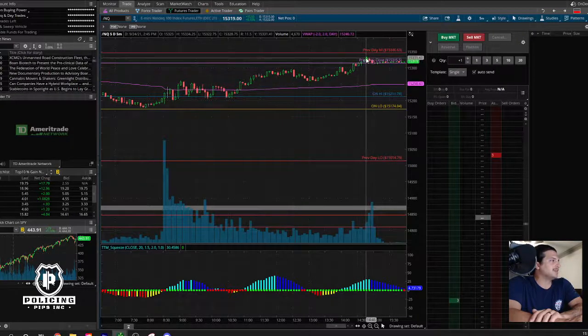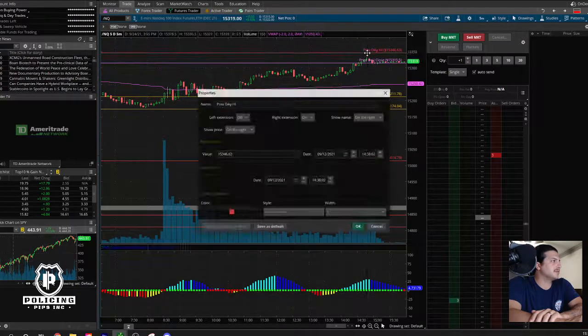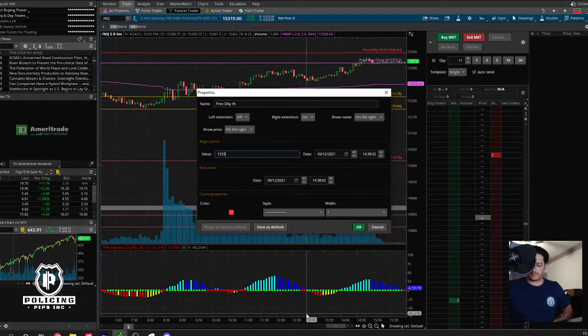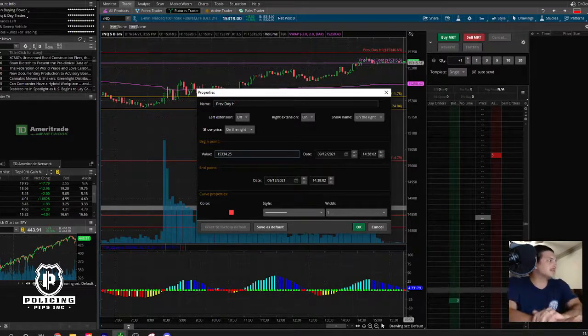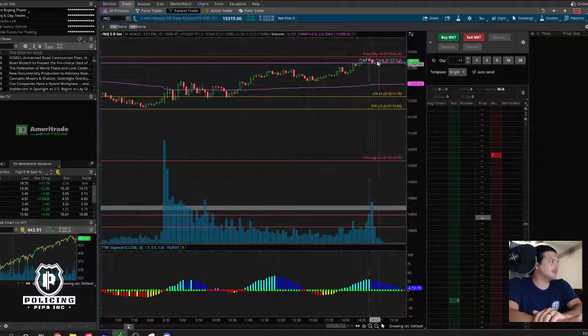The high of the day seems like it was this candle just before close at 1445. So we look at the top again. The high of the day, while hovering on this candle, is 15334.25. Same thing. Boom. Now my levels are set.